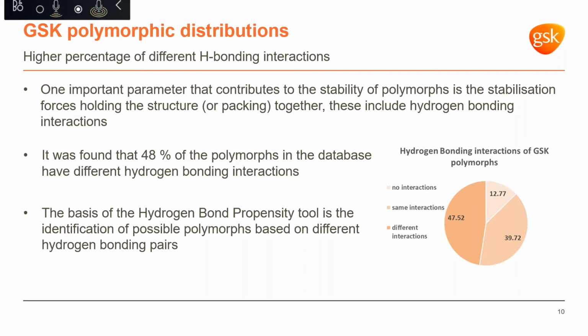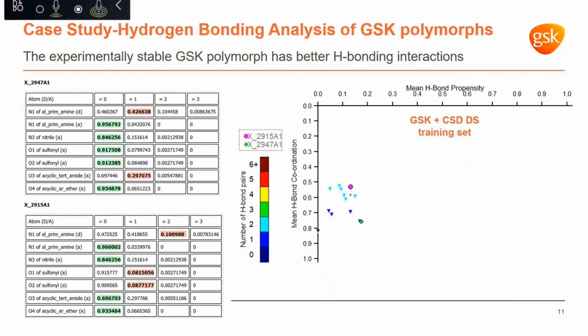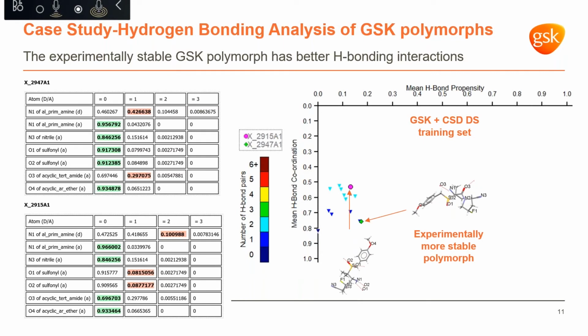So this is important because it constitutes the basis of the hydrogen bond propensity tool, which is the identification of possible polymorphs based on different hydrogen bonding pairs. Actually, we did look at the hydrogen bond propensity analysis of a polymorphic pair in the GSK database. And the tool shows that the more experimentally stable polymorph, which is the green circle in the plot, has a better mean hydrogen bond propensity value, as well as better mean coordination score.